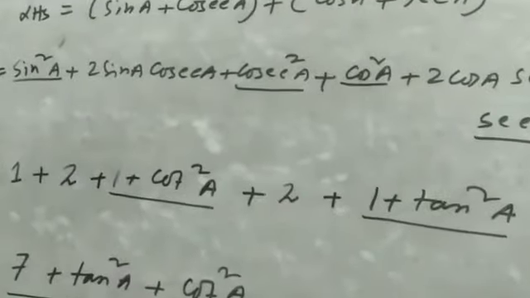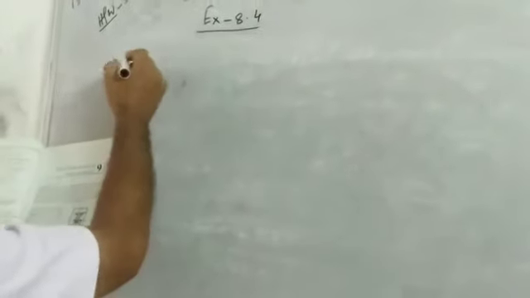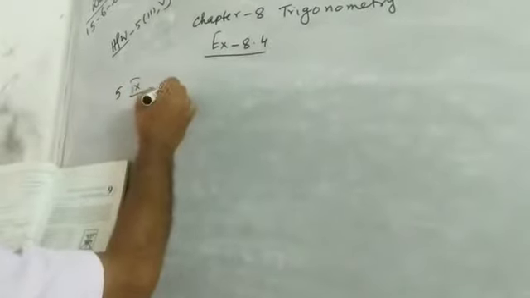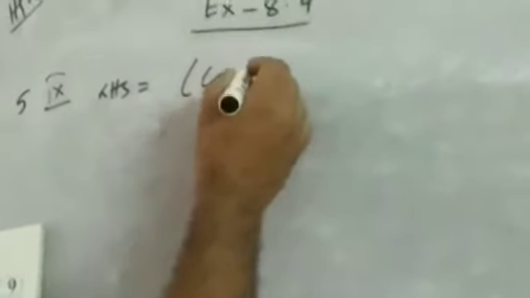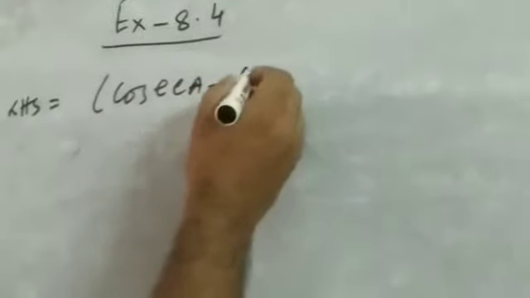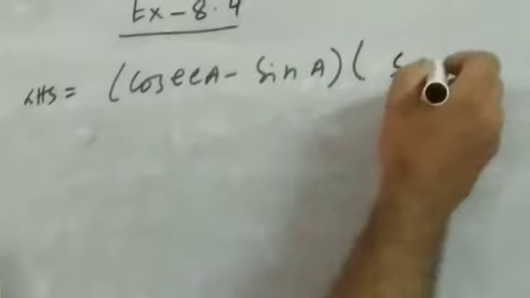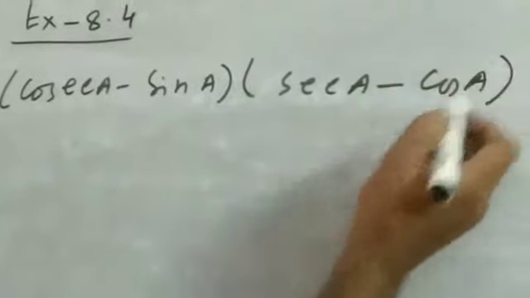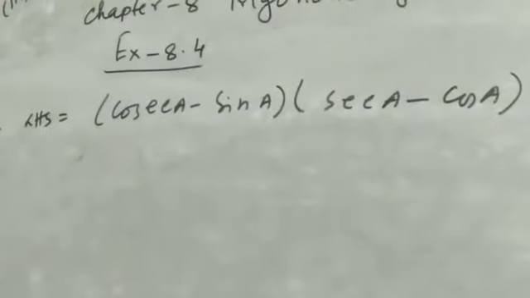So number 9. Number 9. First we take the left hand side: (cosec A minus sin A) into (sec A minus cos A), and we have to prove this equals 1 divided by (tan A plus cot A).